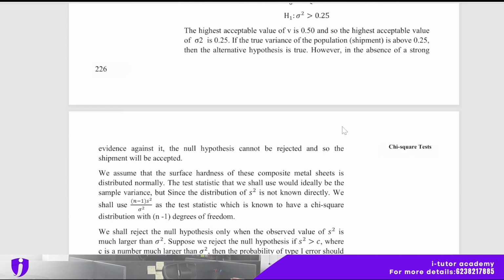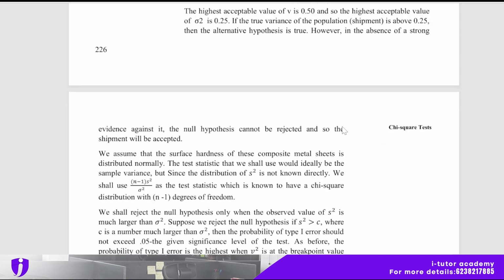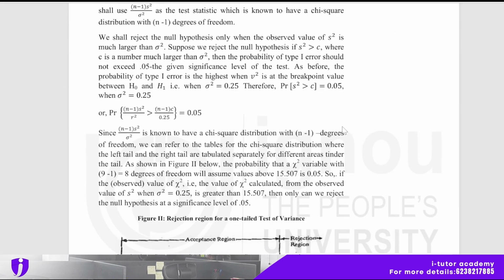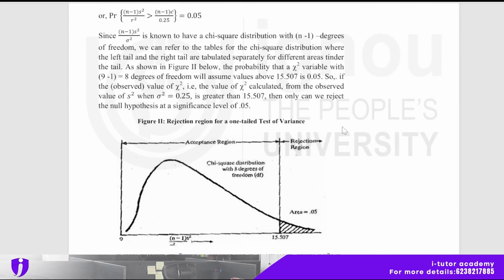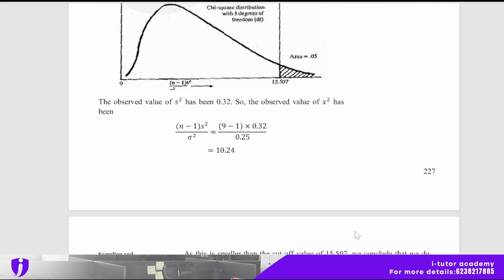The test statistic that we shall use would ideally be the sample variance, but since the distribution of the sample variance is not known directly, all these are equation based. And figure 2 is here, the rejection region for a one-tailed test of variance. So here is the acceptance region, the rejection region is here, and this is a chi-square distribution with 8 degrees of freedom. You just analyze this chart, it will be clearer for you.